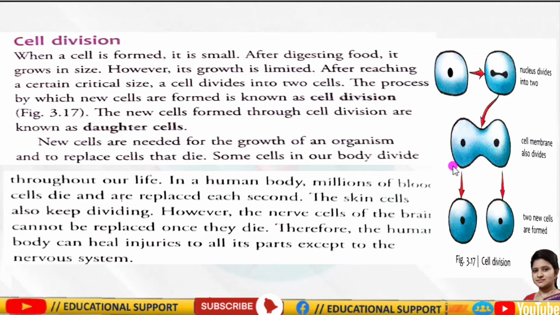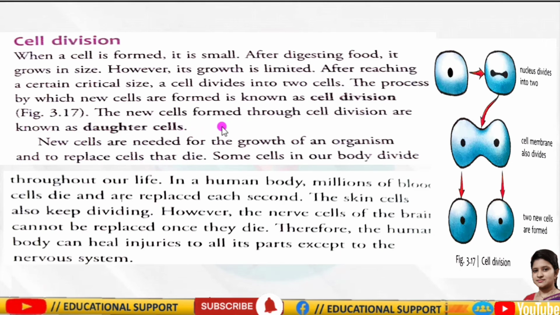So you can see in figure 3.17 that this is a cell division. So what is this? The nucleus divides into two, and then the cell membrane also divides, and two new cells are formed. So this process is called cell division. The new cells formed through cell division are called the daughter cells.